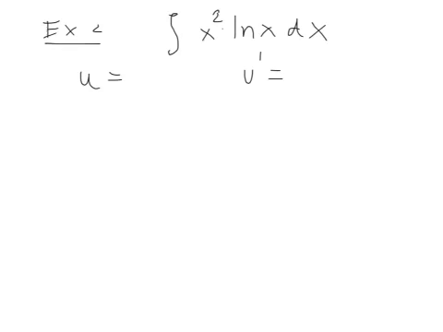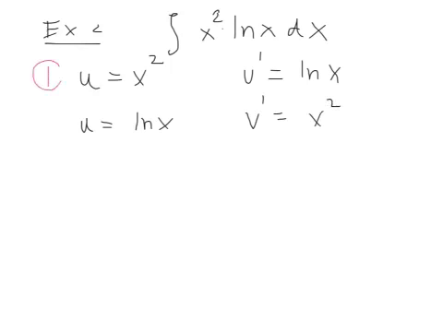Like I said, you want to pick u so that its derivative is simpler than u itself. If you pick u to be x squared, then the derivative of u is 2x, which looks simpler, right? 2x is simpler than x squared. Or if you pick log of x, the derivative of log of x is 1 over x, so it's simpler as well. So either u equals x squared or u equals log of x will work. Now let's move on to v prime. If you choose u to be x squared, then v prime will have to be log of x. If you choose u to be log of x, then v prime will have to be x squared. So you've got two choices here.